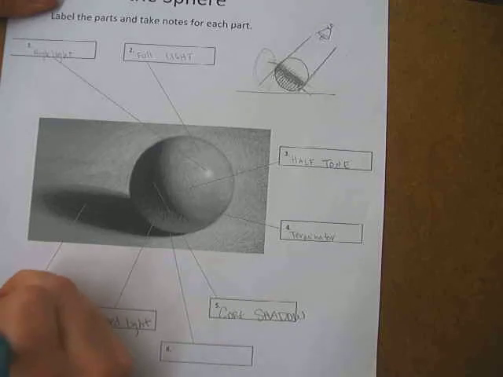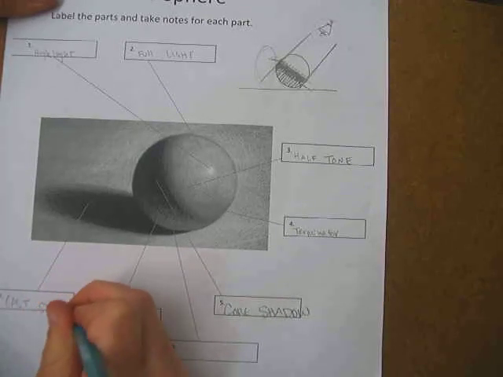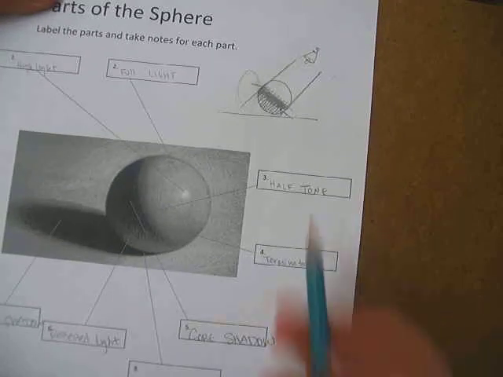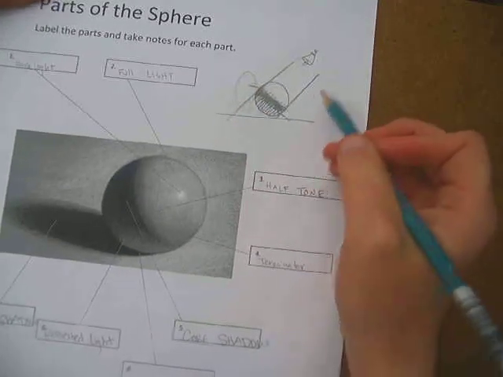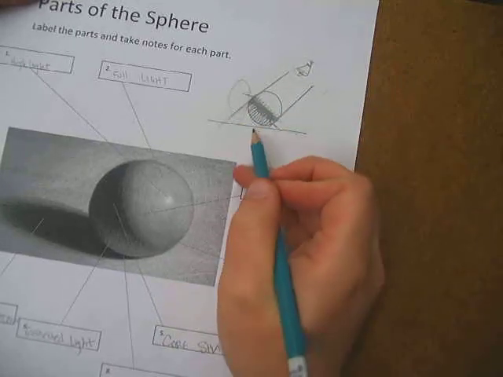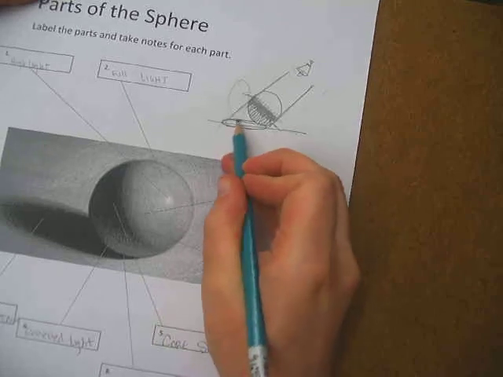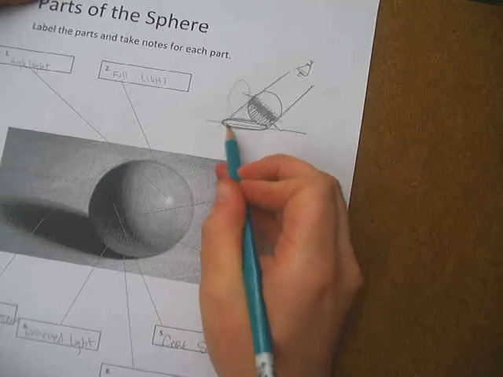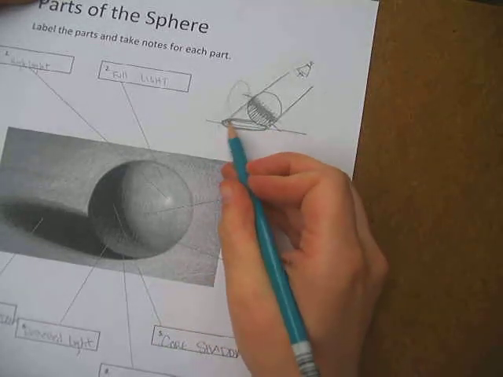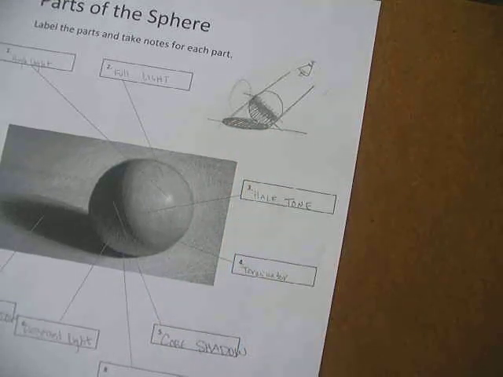Okay, number 7 is called your cast shadow. It is the shadow cast from the light of the object. Now something you can do, I create a horizontal line here, some lines where the light is hitting it, and I'm just kind of going to draw an oval around this. That's my cast shadow.